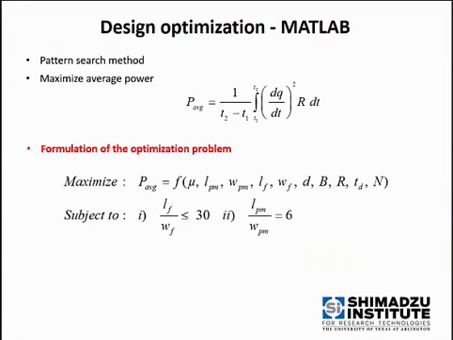The system was designed and optimized in MATLAB using the pattern search method to maximize the average power given by this expression, and the average power is a function of certain design parameters subject to two constraints. We kept the ratio of the length and width of the fingers less than or equal to 30, and we made the ratio of the length of the proof mass to the width of the proof mass equal to 6.